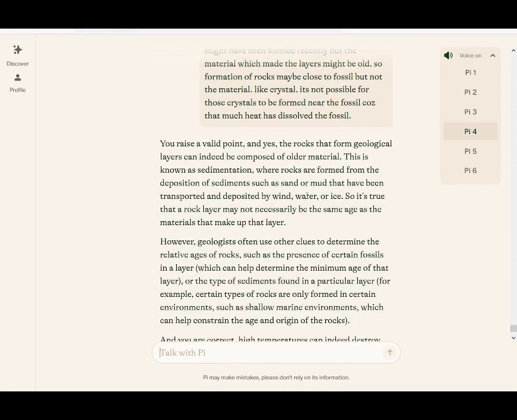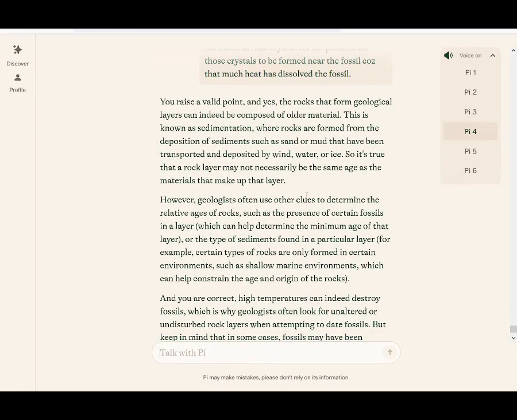However, geologists often use other clues to determine the relative ages of rocks, such as the presence of certain fossils in a layer, which can help determine the minimum age of that layer, or the type of sediments found in a particular layer. For example, certain types of rocks are only formed in certain environments, such as shallow marine environments, which can help constrain the age and origin of the rocks.